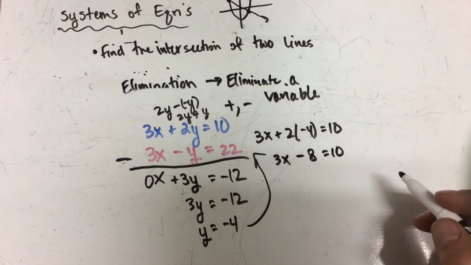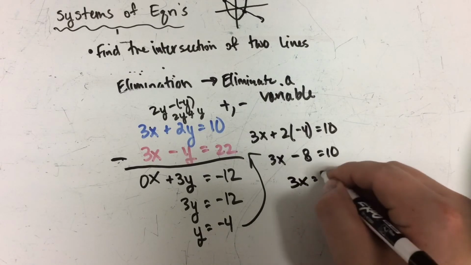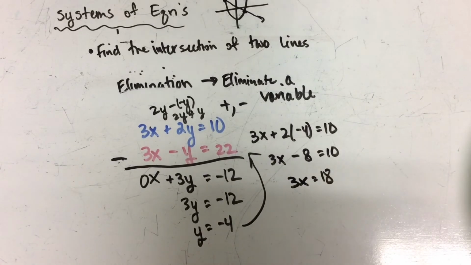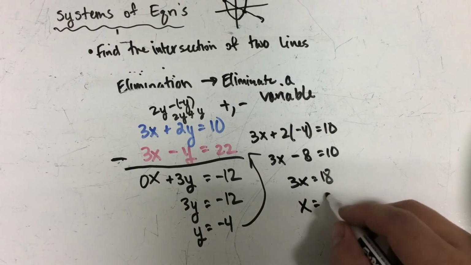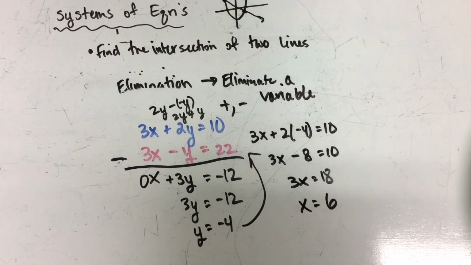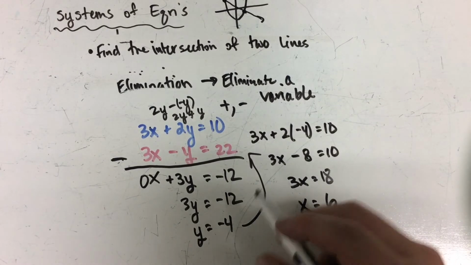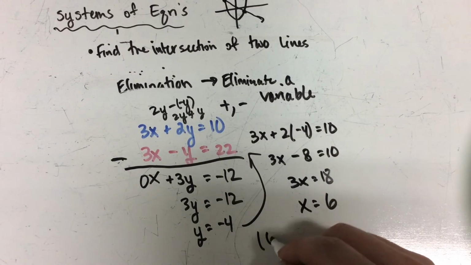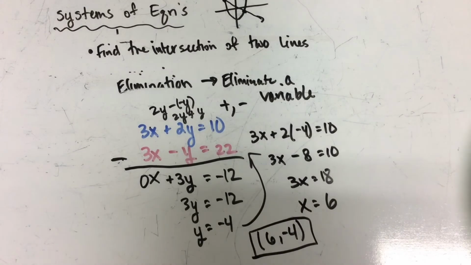I'll add 8 to both sides to start getting that x by itself. This will be 3x equals 18. And lastly, I'm going to divide by 3 to get x by itself. This will be x equals 6. So, what this means is that if we were to graph these two equations, they would intersect at the point 6, negative 4. This is our answer right here.